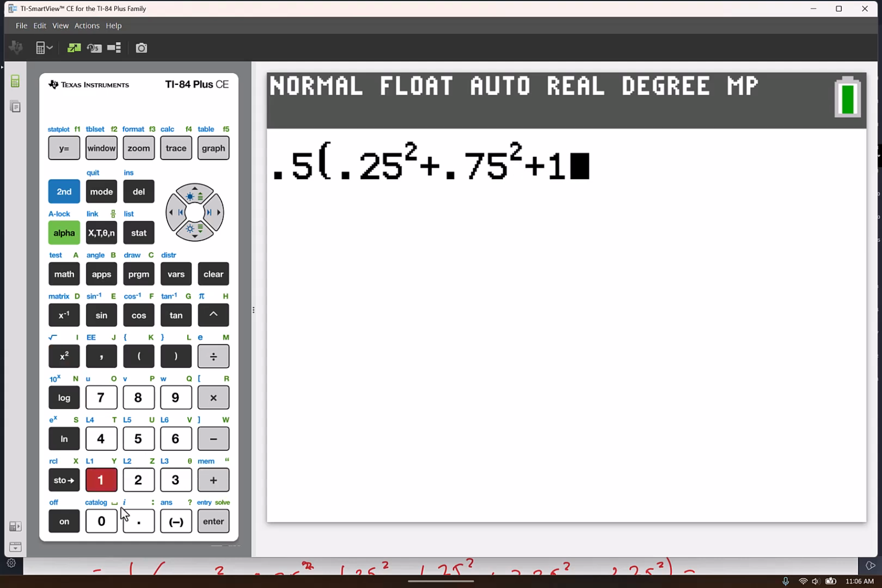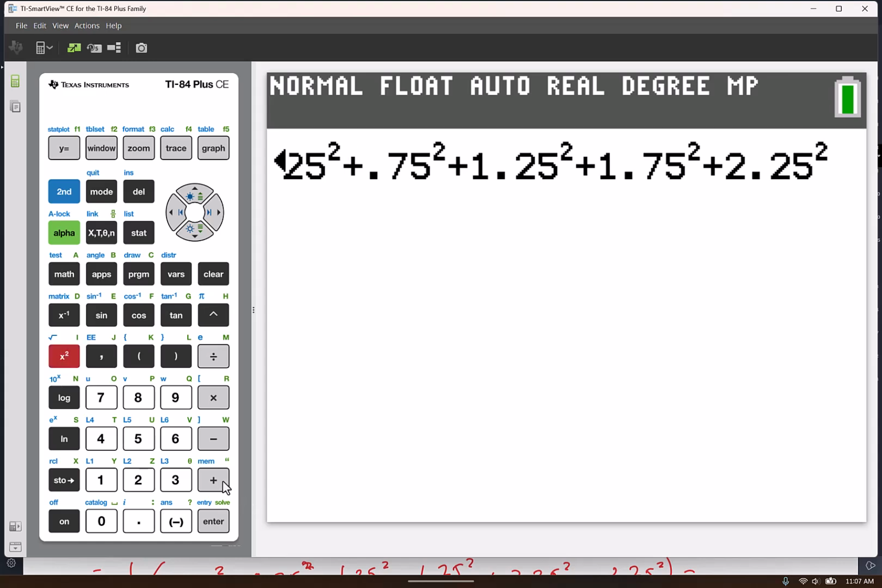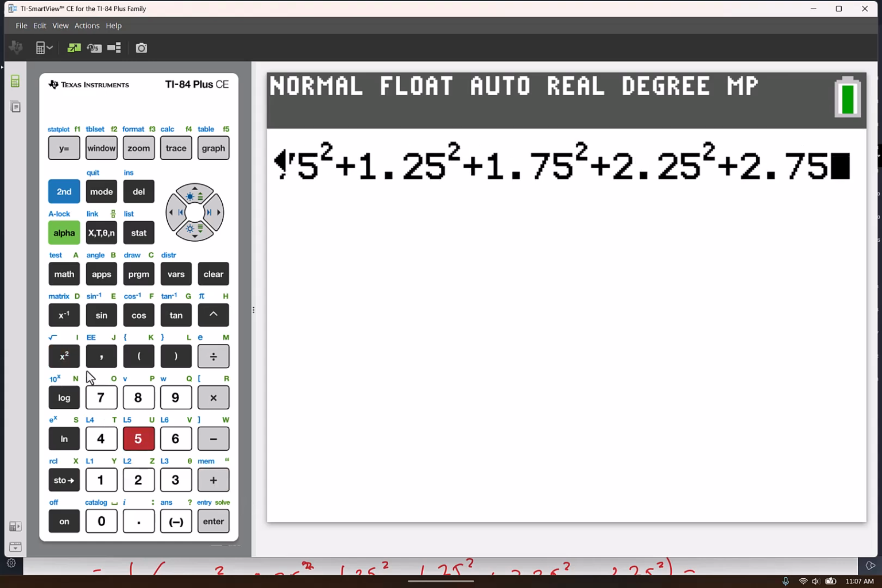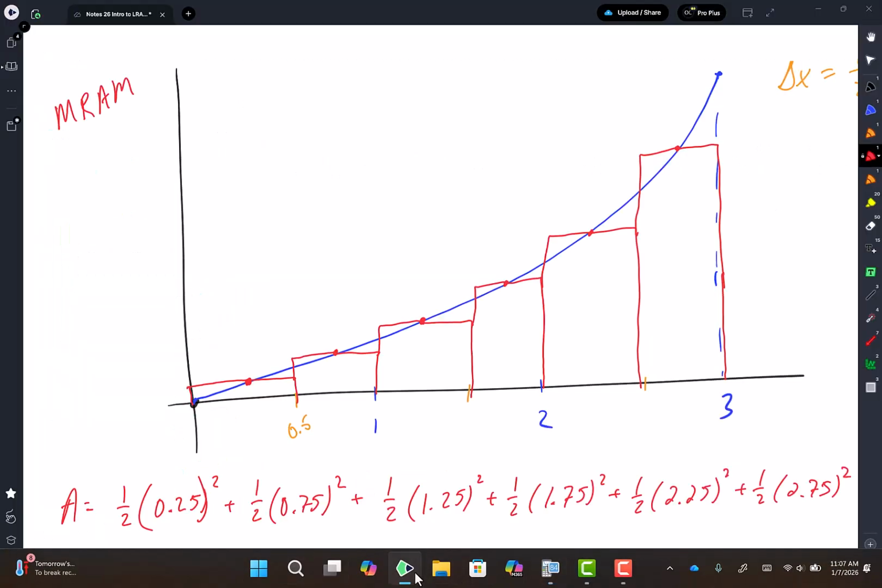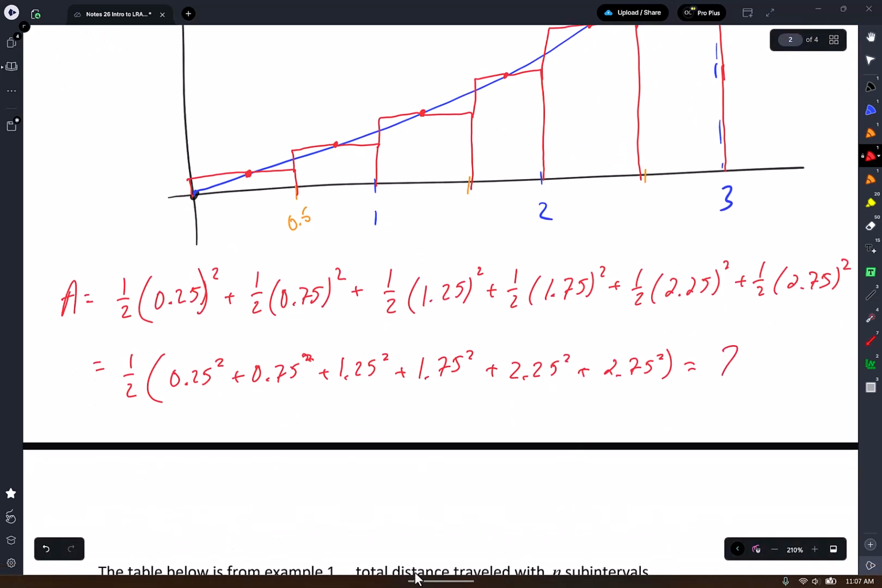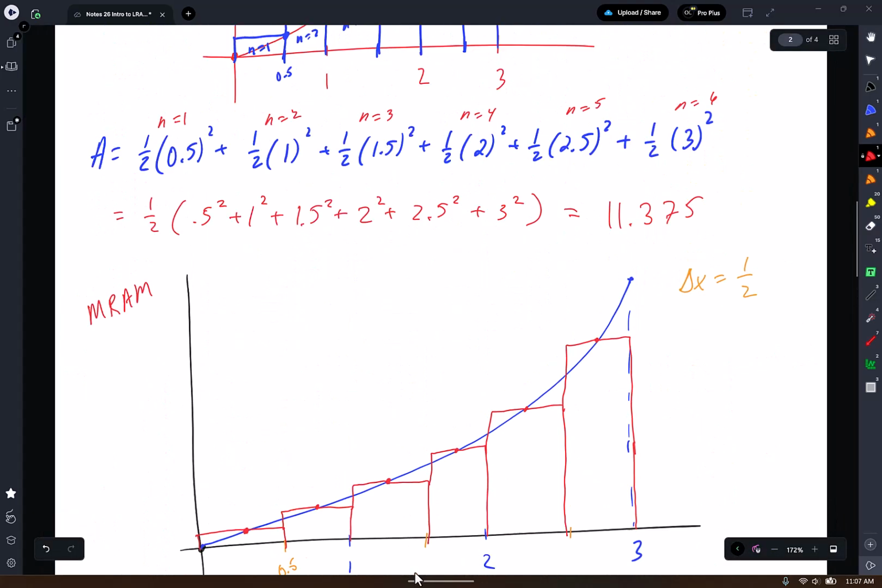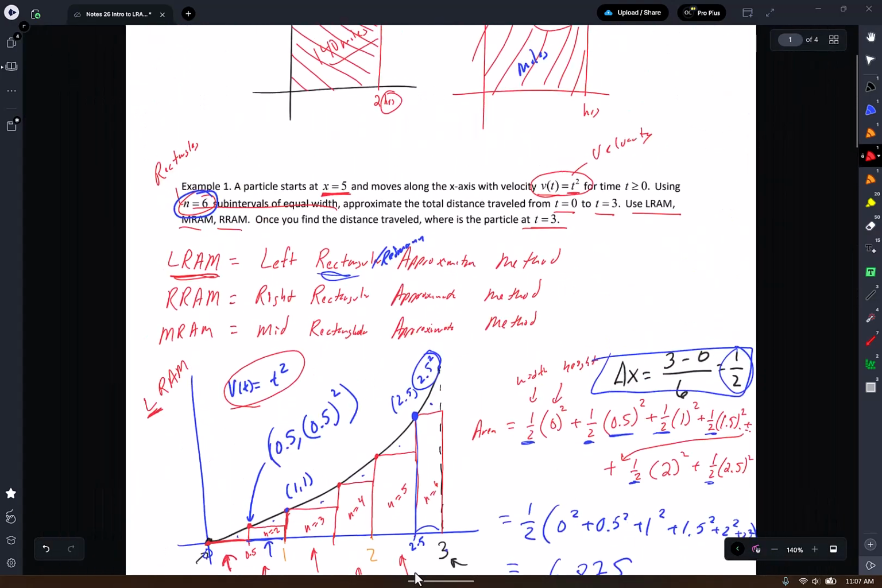Did someone already do this, guys? I already started, so that's the only reason. But I'm pretty sure I'm going to get what you got, I hope. 8.9375? Yay, look at us. Okay. Let's answer the question, and no yawning. What's the demerit? You're good, miss. All right.